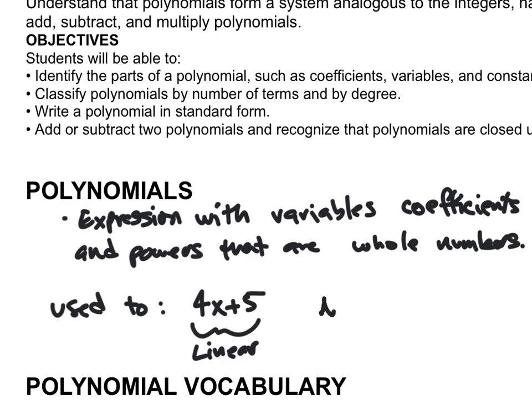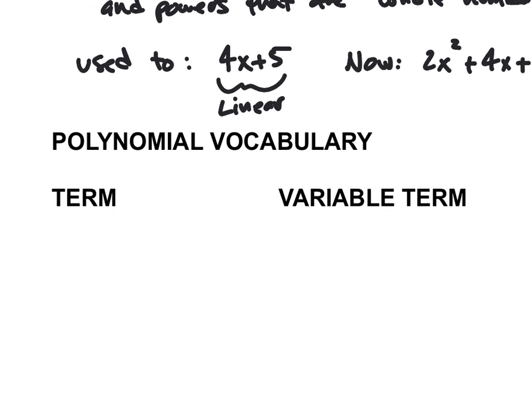But now we're going to start seeing things like 2x squared plus 4x plus 5. So we're adding in another term with a power that has to be a whole number. You can't have a negative power, can't have a decimal power, it has to be a whole numbered power. All right, so the important thing is that we talk about some vocabulary.